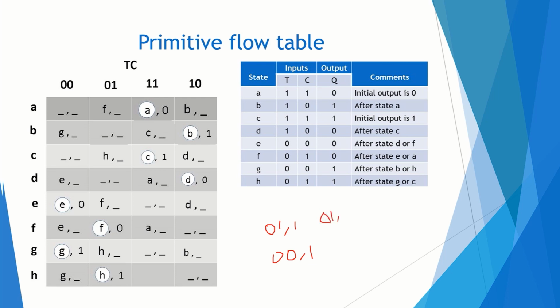Then again 0 1 1 2 1 1, so the clock is not changing, so it is the same data, same Q. Output will be the same. So it is 1 1 1, where you can see 1 1, so it is C. Now we have finished filling the primitive flow table. Now let us go to the next step.